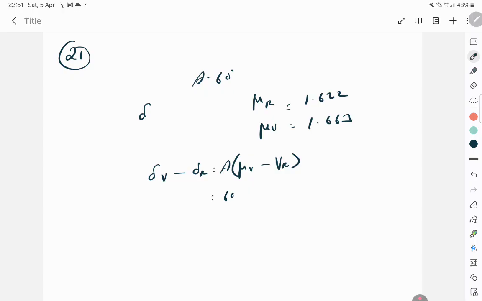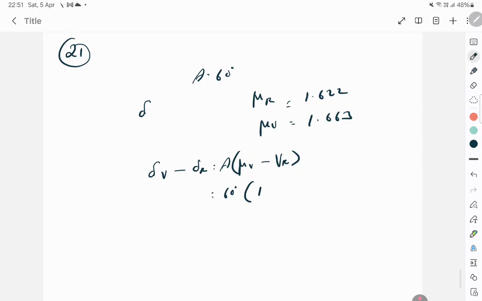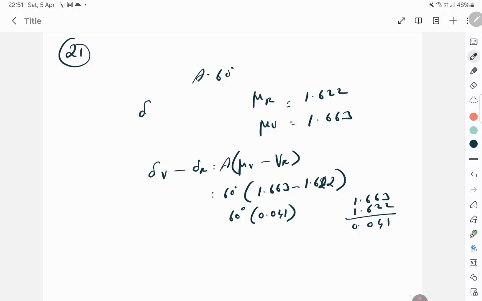A is 60 degree, but can I use this formula? Mu V is 1.663 minus 1.622, so that will be 0.041. 60 degree into 0.041, and should the angle be represented, leave it like this, 60 degree, and that's what I would do. Let's see.